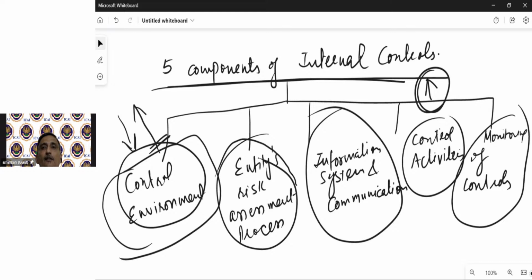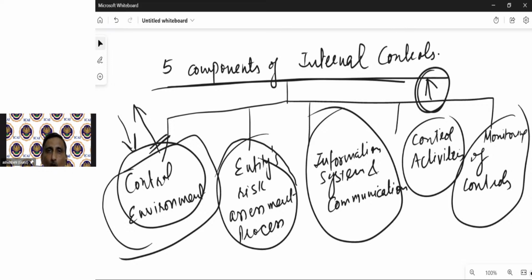Okay, so what are control activities? Control activities mean whatever things the management has devised. There must be a system of supervision that these activities are being adhered to.